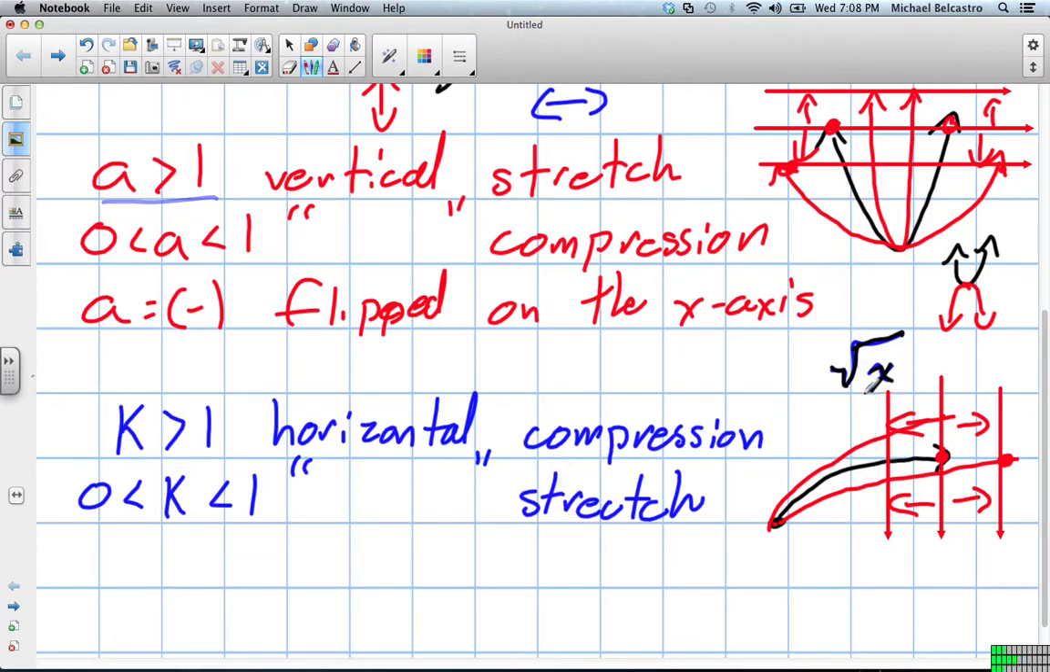I know it's hard to picture, but think of squishing something for A from the top and the bottom, so we're pulling it up or squishing it down. And for K, it's like we're taking from the left and right and squishing it inwards, or like an accordion, pulling it outwards. That's the effect it's going to have.